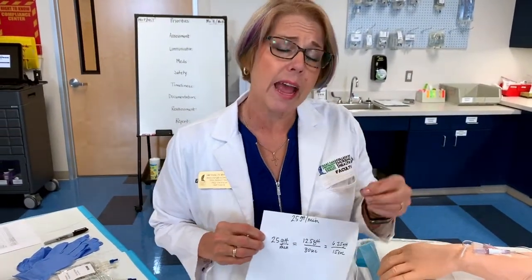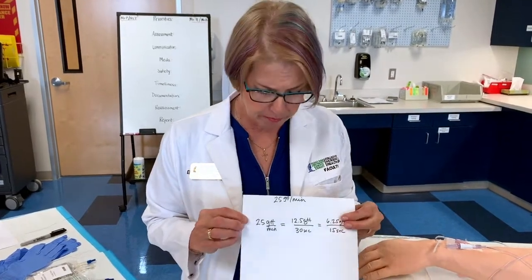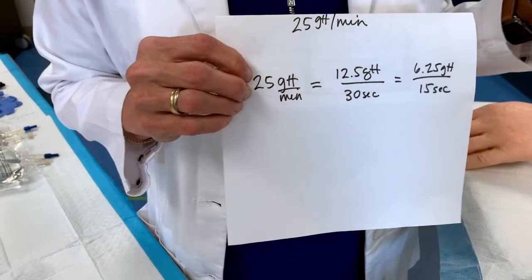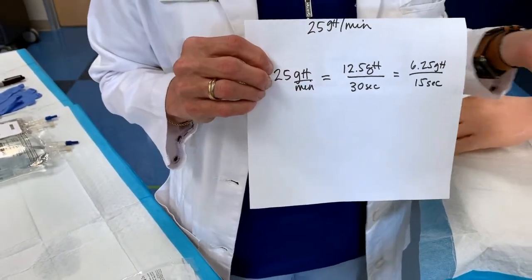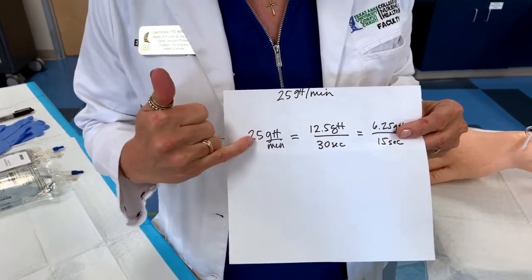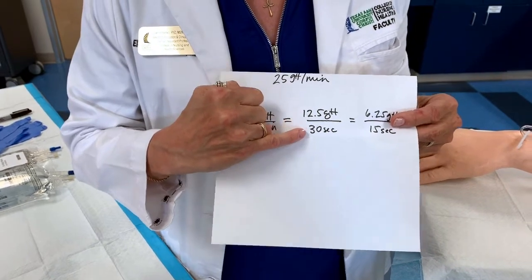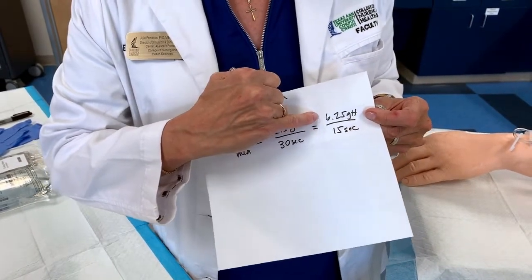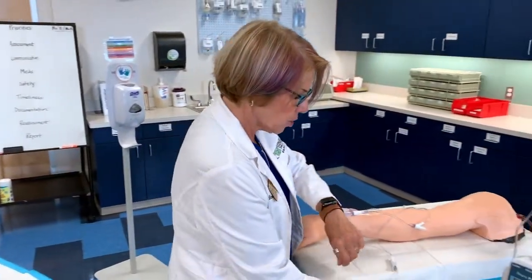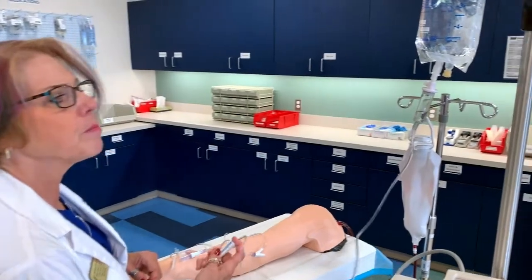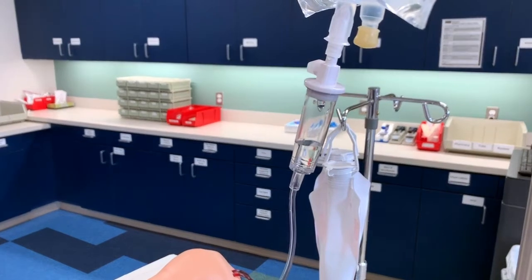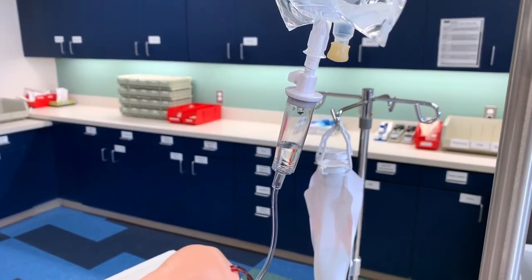Now we need to count that out and figure out how to do that if we don't have a pump available. So this is the way I look at it. If I have 25 drops per minute, well, I can stand here and count 25 drops every minute, or I can start looking at it in shorter periods of time. So 25 drops per minute would be 12.5 drops per 30 seconds, which would be about 6 drops per 15 seconds. So what you're gonna do is use your watch, open up your drip rate here, your slide clamp, and count 6 drops for every 15 seconds.